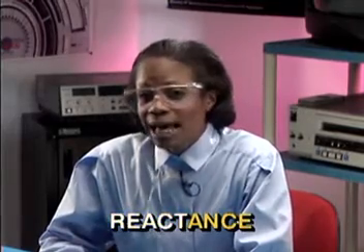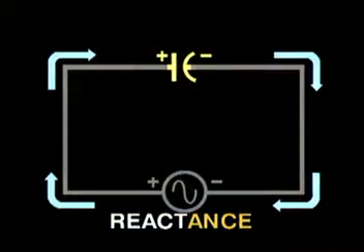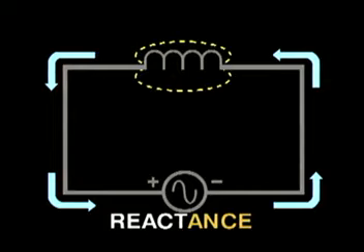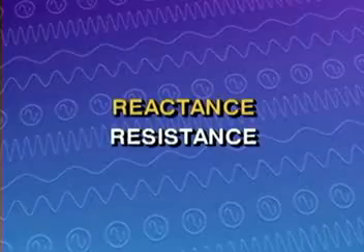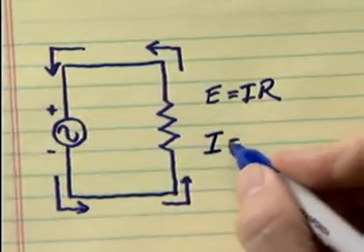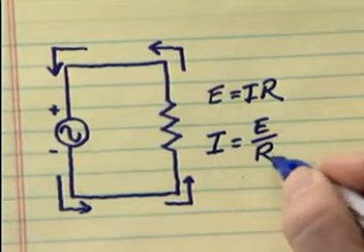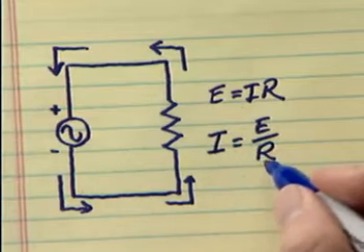Notice that the word react is found within the word reactance. Reactance is the opposition of capacitance and inductance to an alternating current flow in a circuit. Before moving ahead, let's compare reactance to resistance. From your past studies, you know that resistance is opposition to current flow. The greater the resistance, the less will be the current for a given voltage.